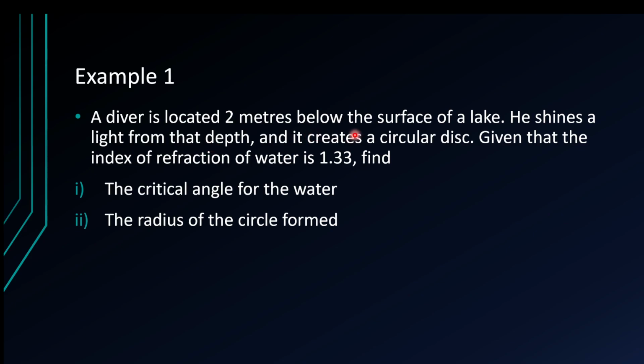So a diver is located 2 meters below the surface of a lake. He shines a light from that depth and creates a circular disc. Given that the index of refraction is 1.33, find both the critical angle of the water and the radius of the circle formed. Obviously you can go ahead and try it if you really want, but here's how you do it.